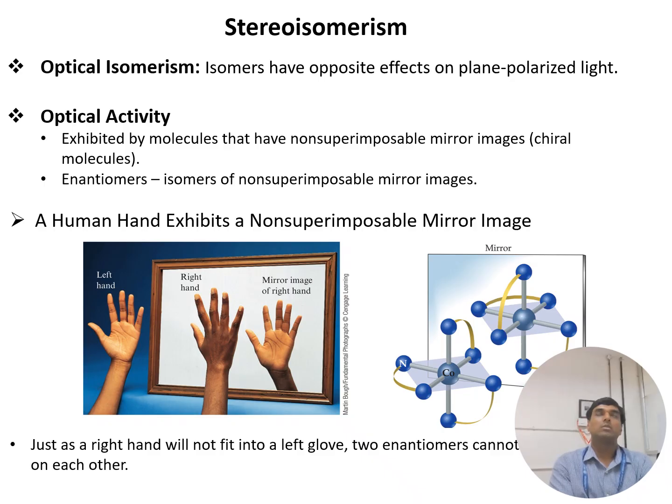So now let's come back to stereoisomerism. In stereoisomerism, one is geometrical isomers, and another is optical isomers. Optical isomers basically must be chiral compounds, and when passed through plane polarized light, they show optical activity. For optical activity to appear, the molecule has to be chiral, with non-superimposable mirror image isomers. Enantiomers are basically non-superimposable mirror image isomers. You can see that the hands of human beings are non-superimposable mirror images.